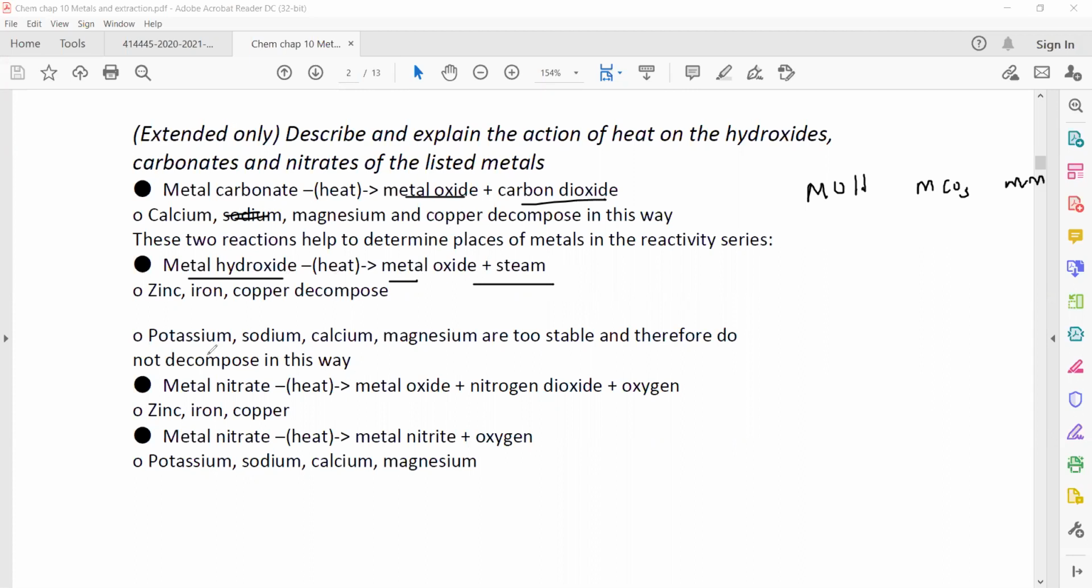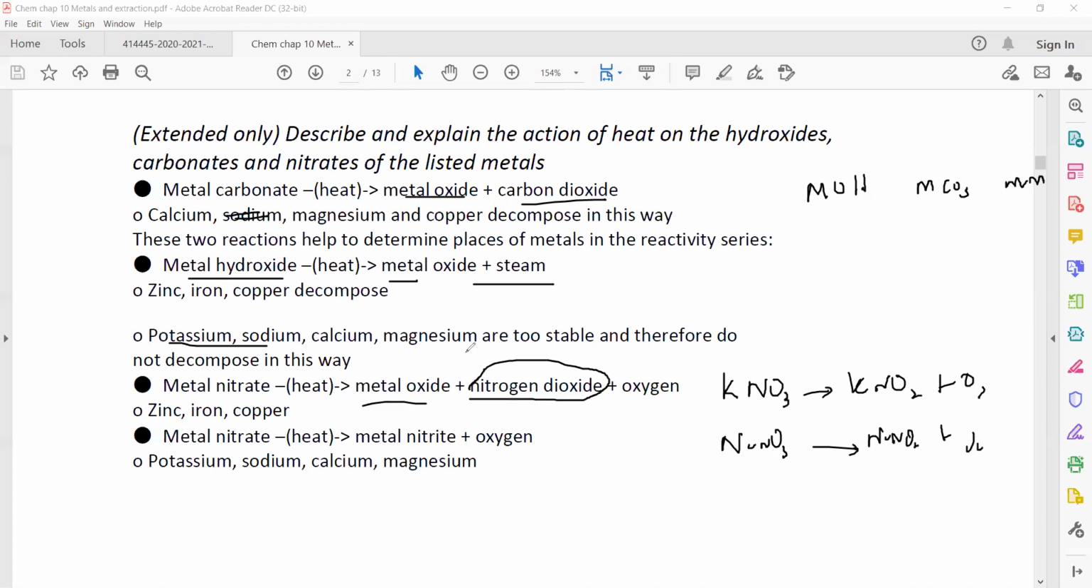But if we have metal nitrate, potassium nitrate will decompose into potassium nitrite plus oxygen, and sodium nitrate will decompose into sodium nitrite plus oxygen. Whereas other metal nitrates on heating give metal oxide plus nitrogen dioxide. So nitrogen dioxide is a brown gas.